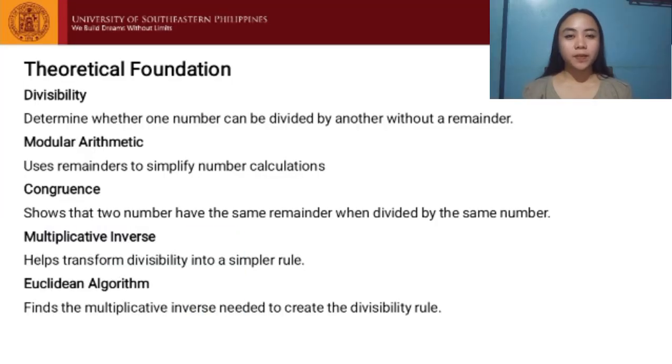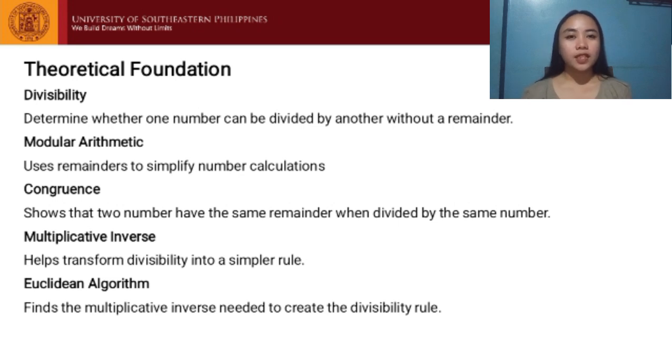The first concept is divisibility. This simply means checking if one number could be divided by another number with no remainder left over. Second is modular arithmetic. This is a way of doing math using only the remainder after dividing. It helps make big number problems simpler. And third is the congruence. 2 numbers are called congruent under a certain number if they leave the same remainder when divided by that number.